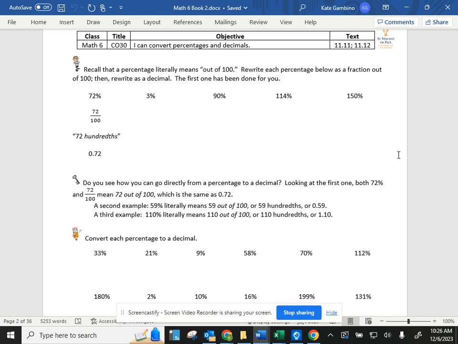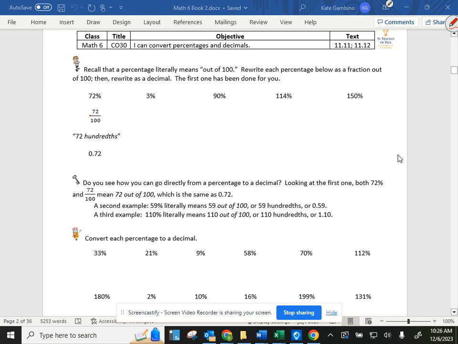So remember that percent literally means out of 100. Remember that 100 is our magic number. So we're going to rewrite each percentage below as a fraction out of 100, and then we're going to turn that fraction into a decimal. The first one has been done for us. So we have 72% is 72 out of 100, 72 hundredths.